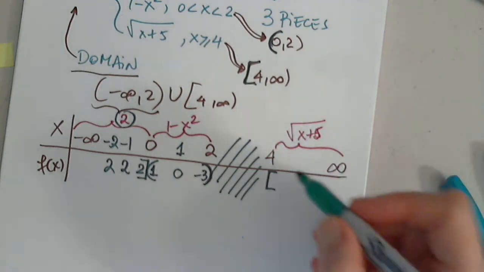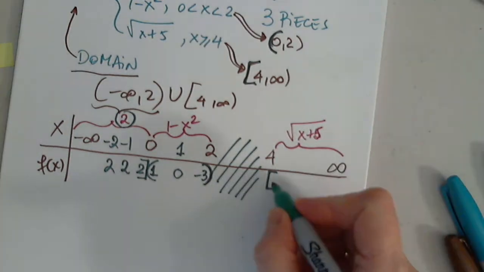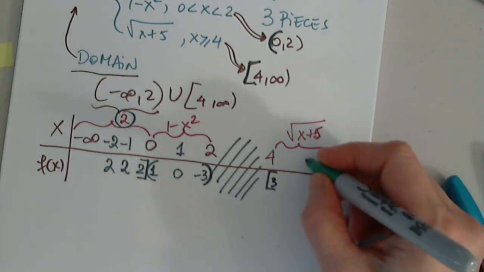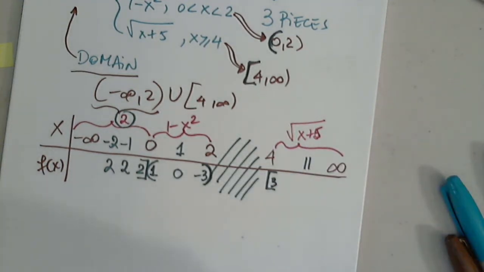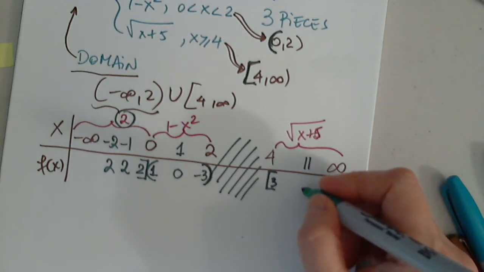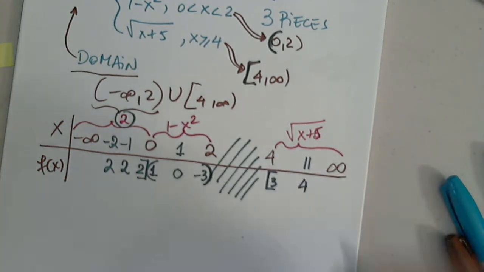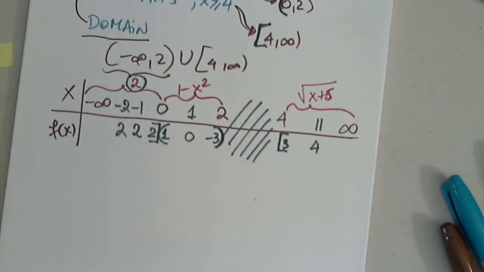Let's plug in 4. What do we get inside the bracket? 3. Very good. And let's plug in 11. And what do we get? 4. Perfect. Okay, great job. So now we're ready to graph.